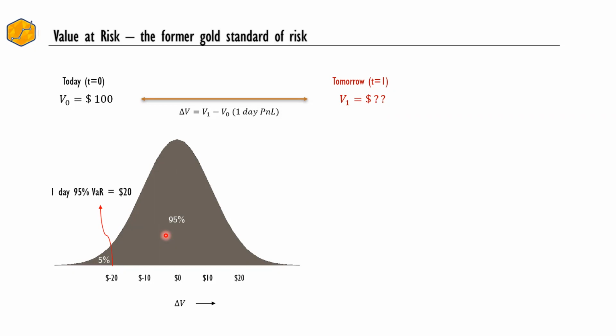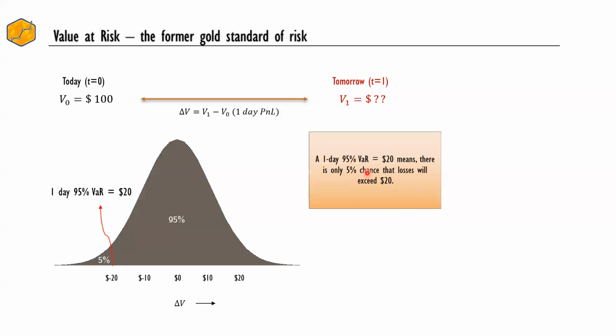For example, let's say in our scenario it is $20. So we'll say one day, 95% value at risk is $20. What does that mean? Please remember, on the x-axis, we have delta V, which is PnL, and this is the distribution. One day, 95% value at risk of $20 means that there is only 5% chance that the loss will exceed $20. We can also reinterpret this as there is 95% chance that losses will be less than $20. Two interpretations.